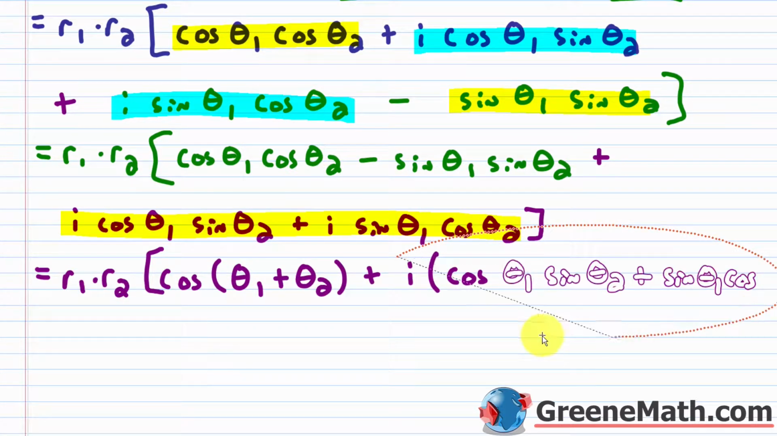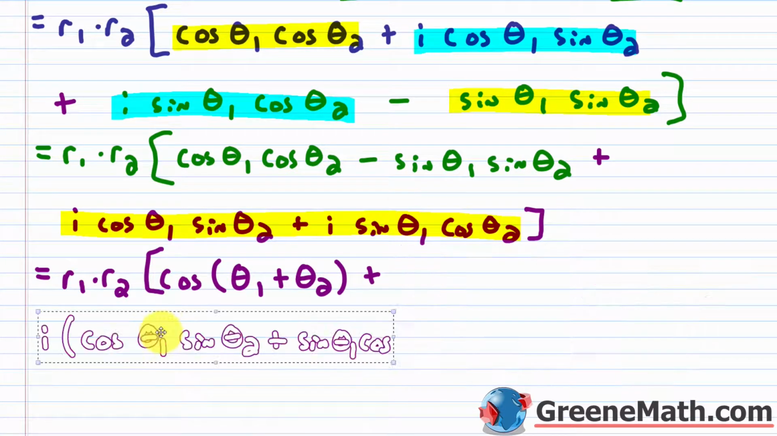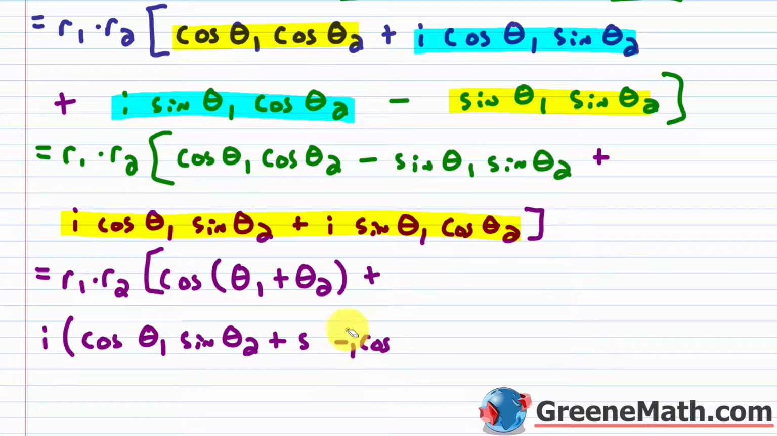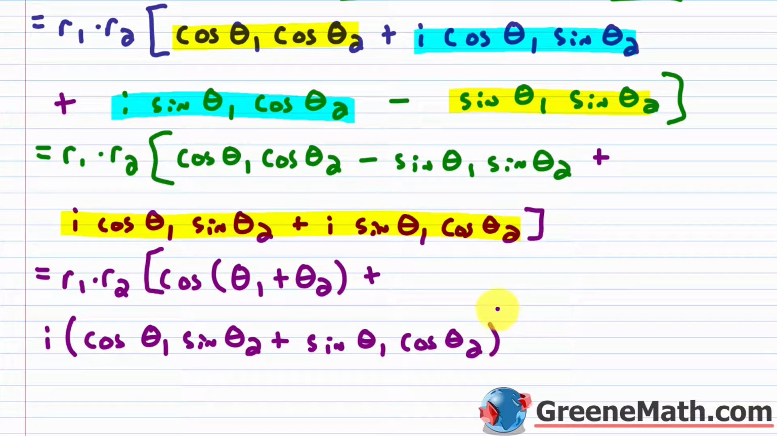I probably can't fit this, so let me move this down here. So the sine of theta sub 1 times the cosine of theta sub 2. Then let me close the bracket off here. So that's officially done, okay?